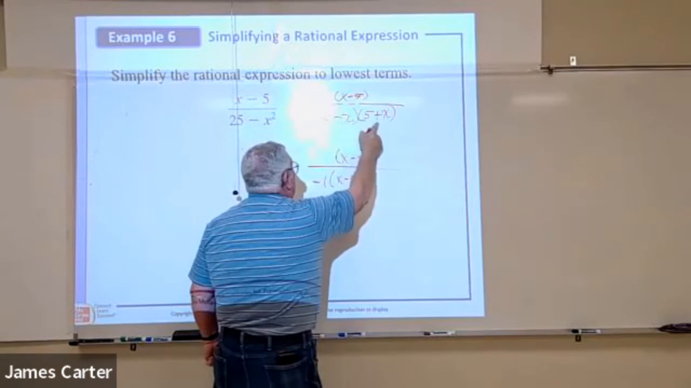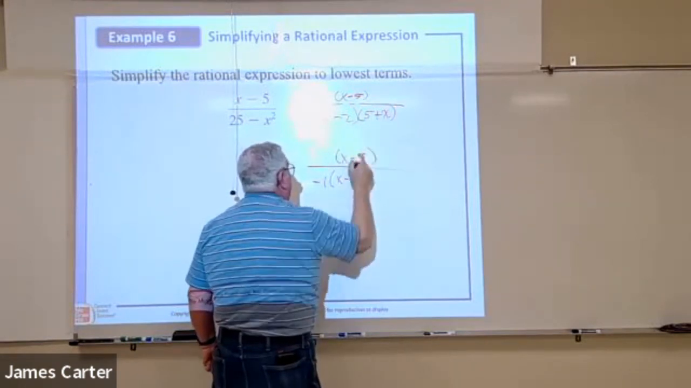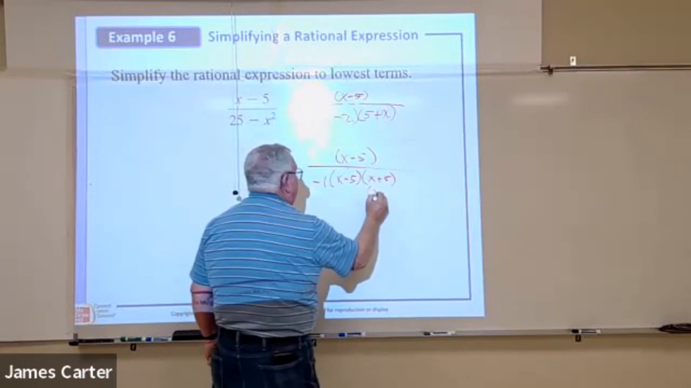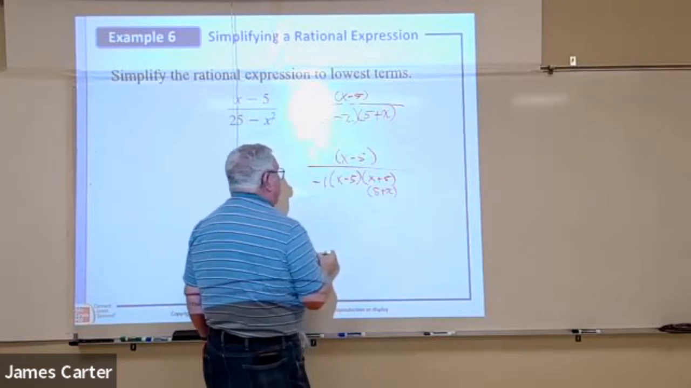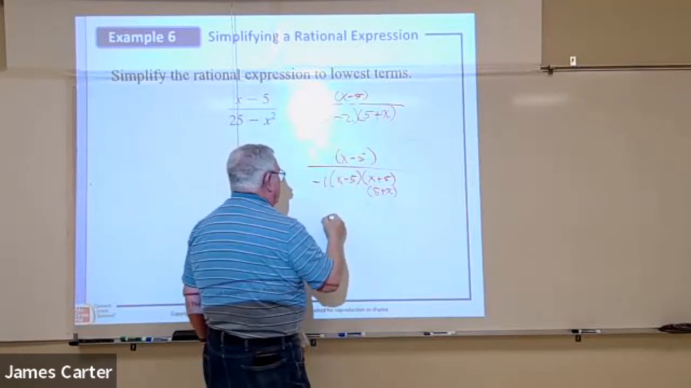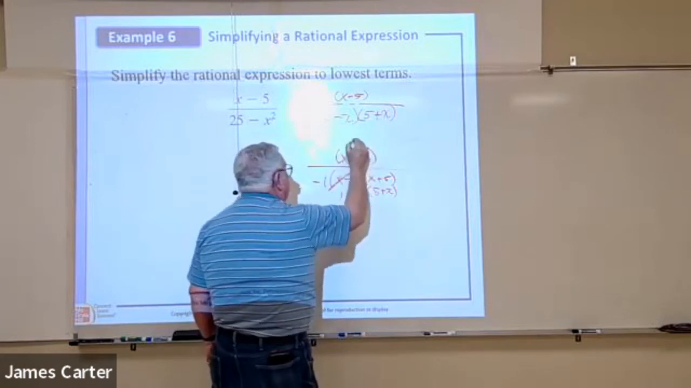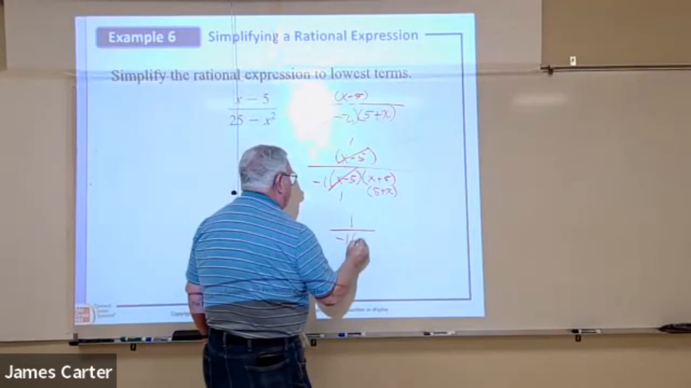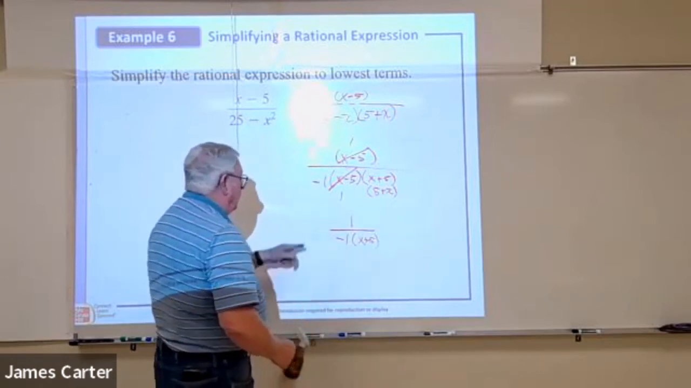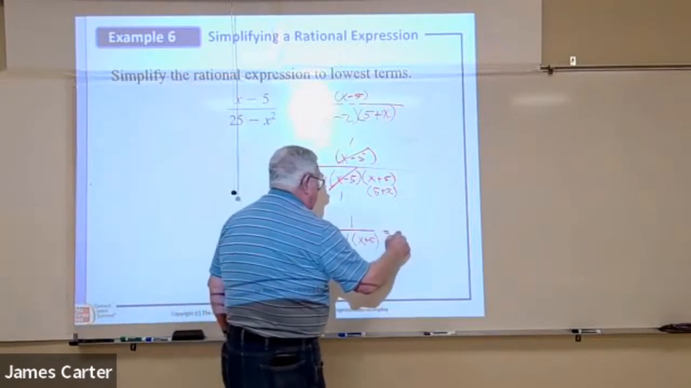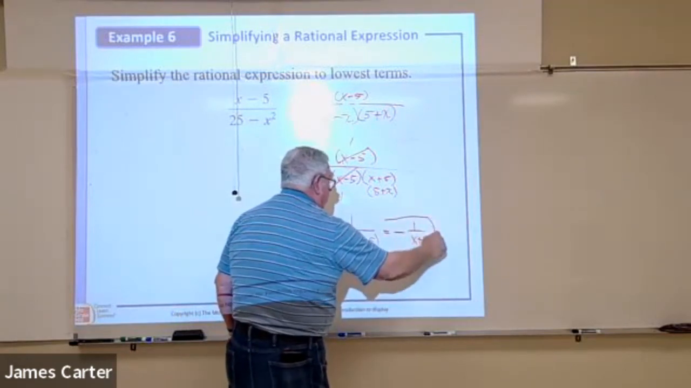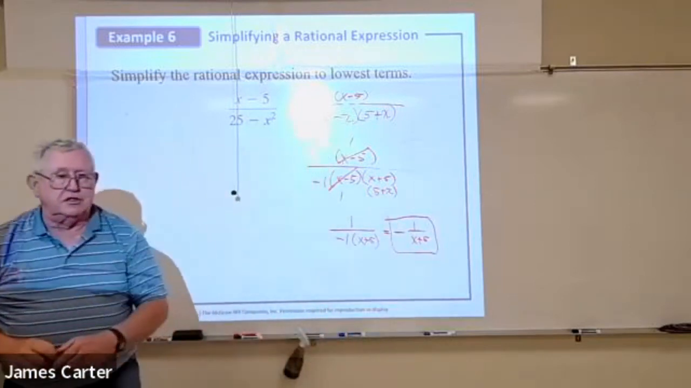Now, does it matter which order this one's in? No. I can put it that way, or I can leave it 5 plus x. It doesn't matter on that one. It just matters on the ones where you've got the minuses. Okay, this cancels, that cancels. So I've got 1 over negative 1 times x plus 5. Now, I would probably just rewrite this as simply negative 1 over x plus 5. That would probably be my simplest possible answer.